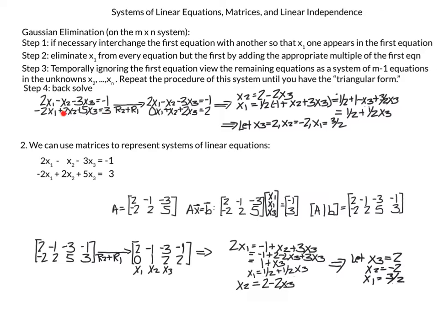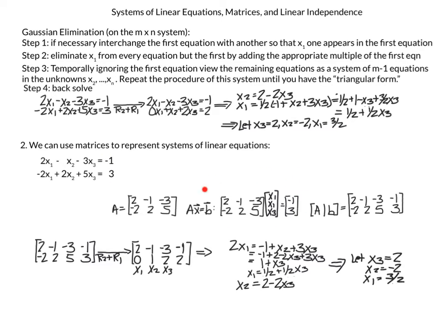For our second equation, that'll be the second row of our matrix. We have the coefficients -2, 2, and 5. So here's -2, 2, and 5. So this is our coefficient matrix that goes with this system of equations. So what we consider is this matrix A times a vector x, and our vector x is going to be our variables, x1, x2, x3, will equal our vector B, and our vector B are going to be these coefficients here, -1 and 3.